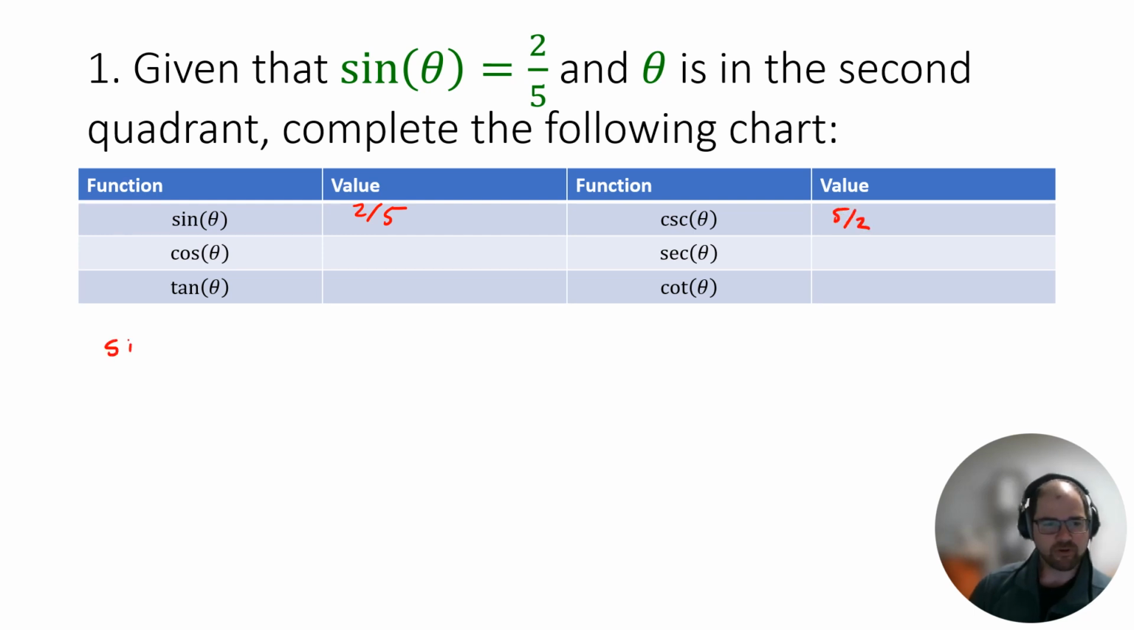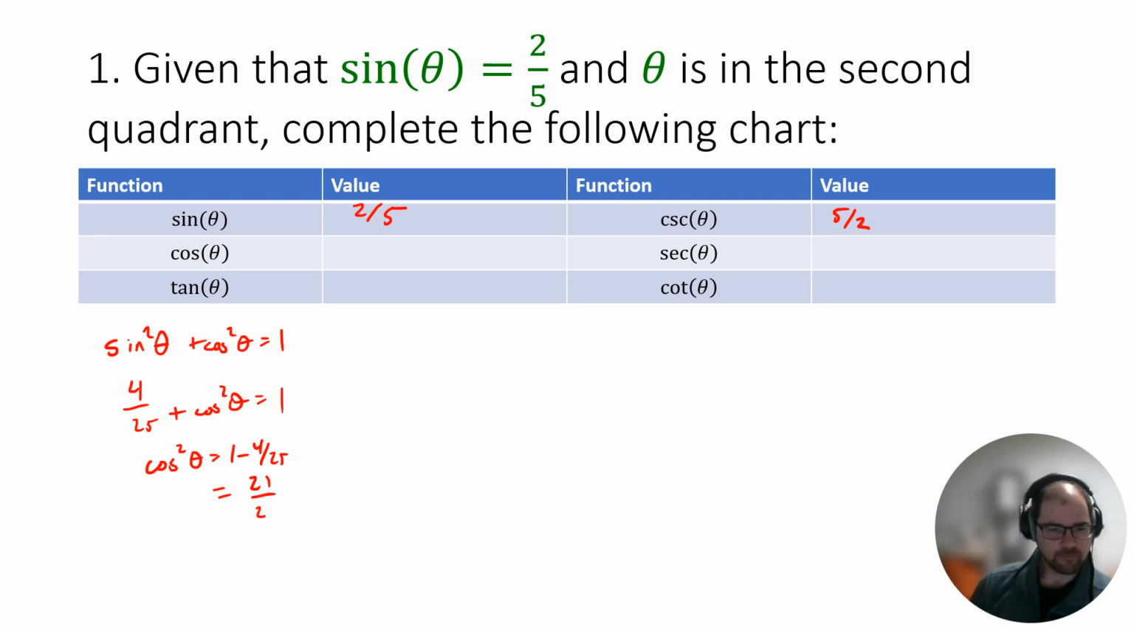Now we remember our fundamental Pythagorean identity, sine squared theta plus cos squared theta equals 1. Since the sine of theta is 2/5, sine squared theta is 4 over 25, plus cos squared theta is equal to 1. That makes the cos squared of theta 1 minus 4 over 25. 1 is 25 over 25. This gives us 21 over 25, which means the cosine of theta is plus or minus the square root of 21 over 25, so root 21 over 5.